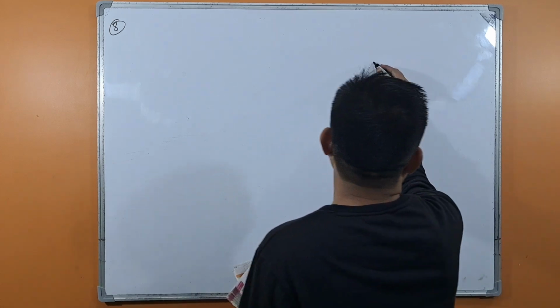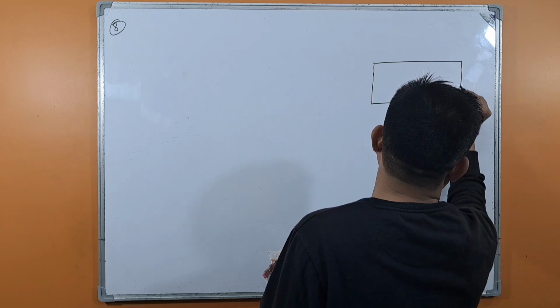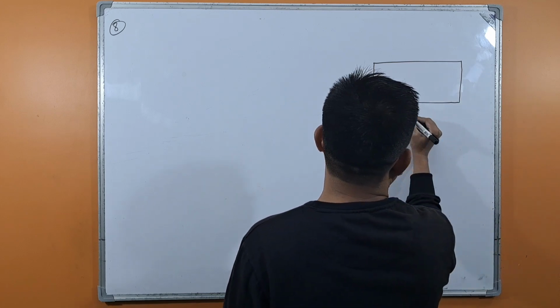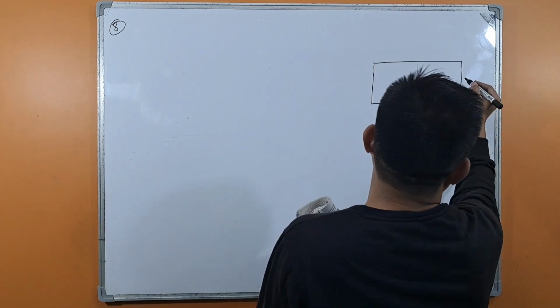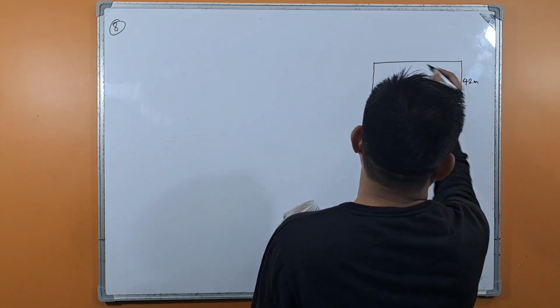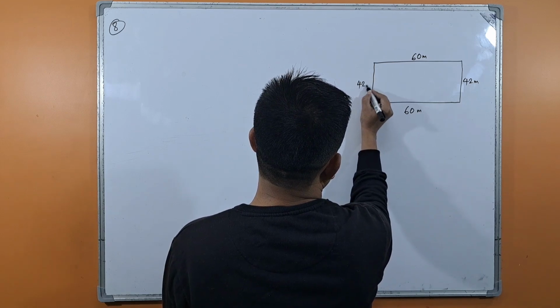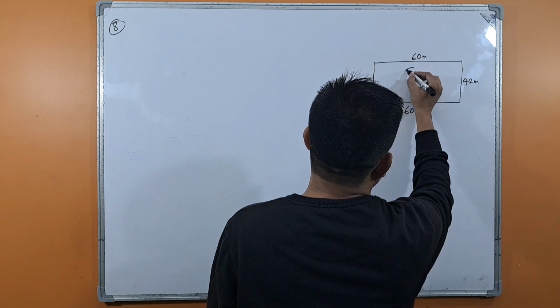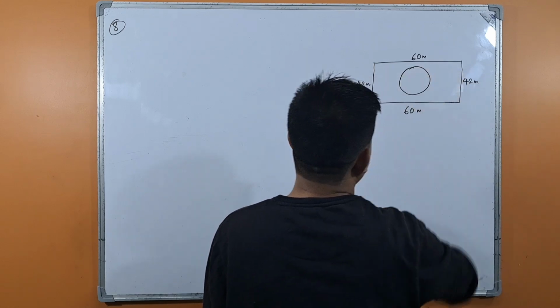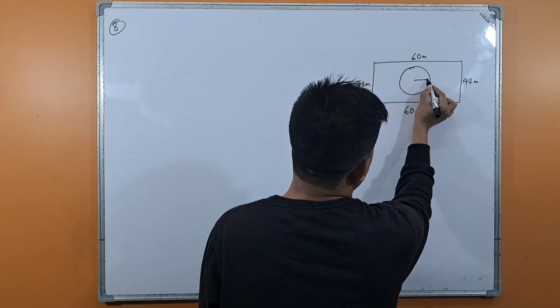So let's understand this question. We have a rectangular field. The length of this rectangular field is given to us, that is 60 meter, and breadth of this rectangular field is 42 meter. Okay, so this is also 60 meter and this is equal to 42 meter, isn't it? There is a circular pool at the center of this rectangular field. This is given to us, and the radius of this circular pool is 14 meter.